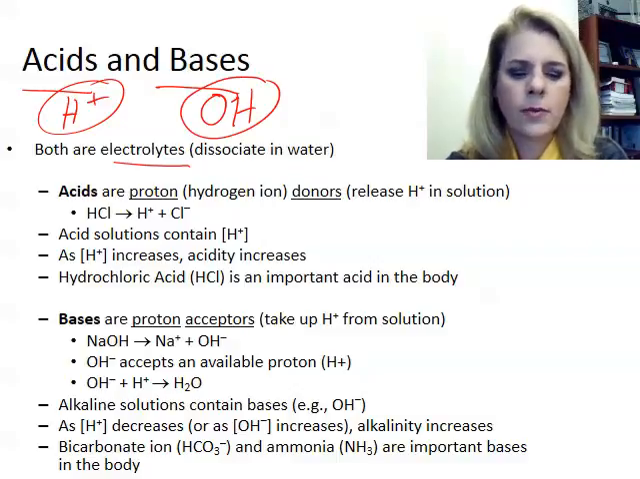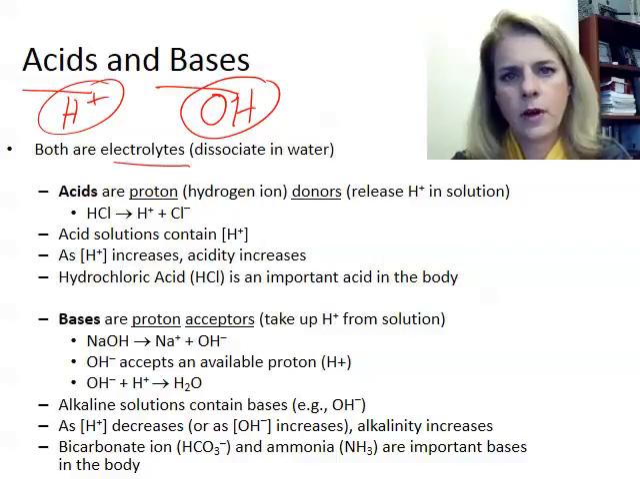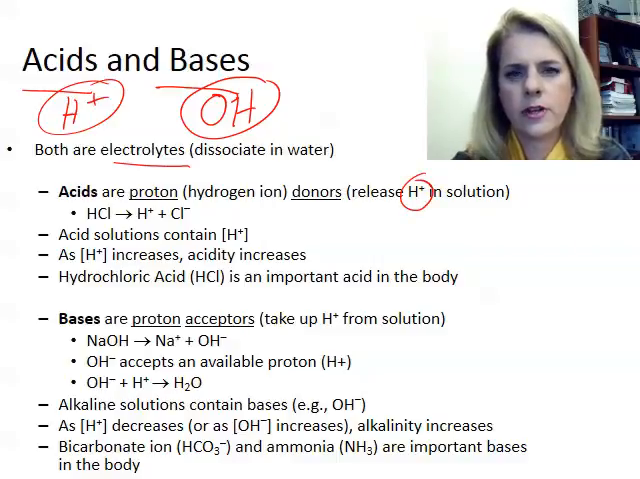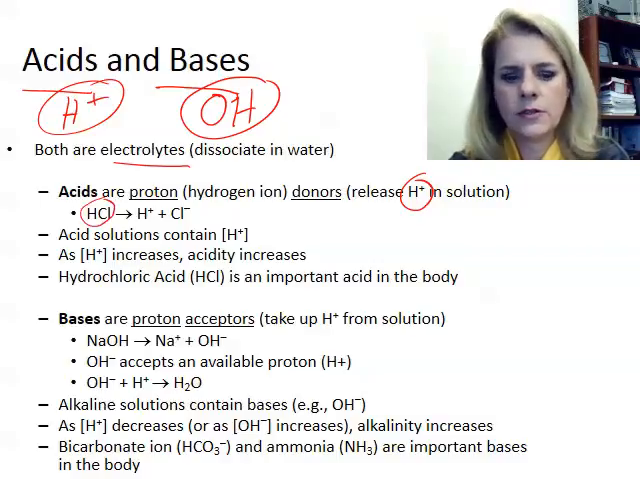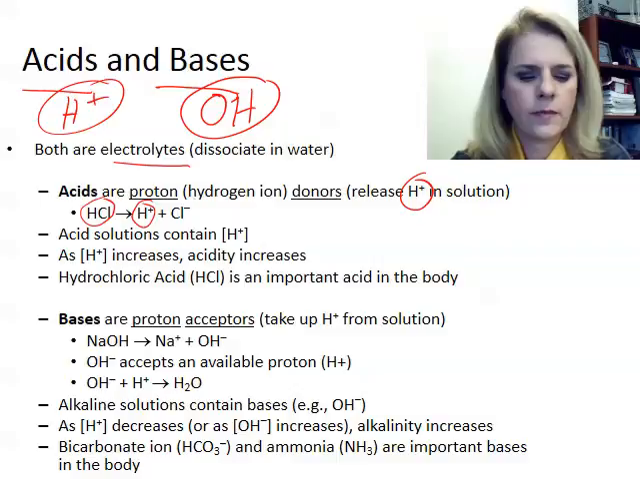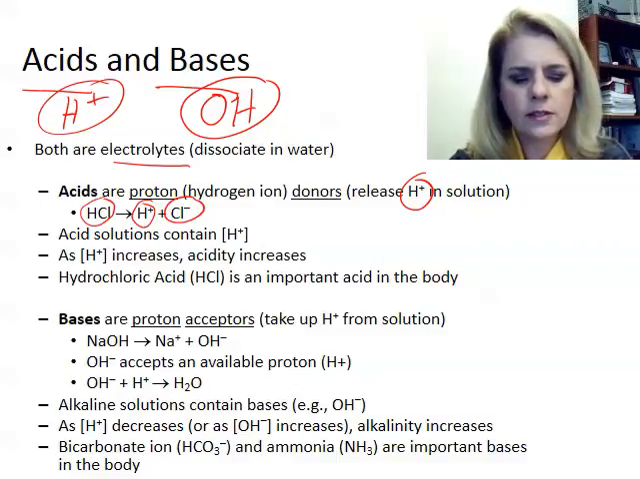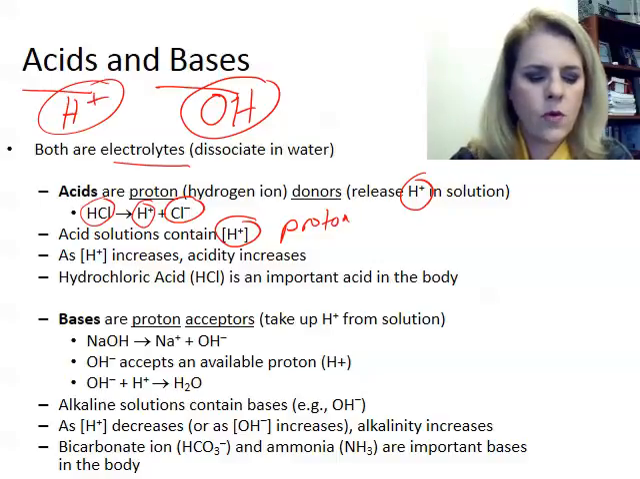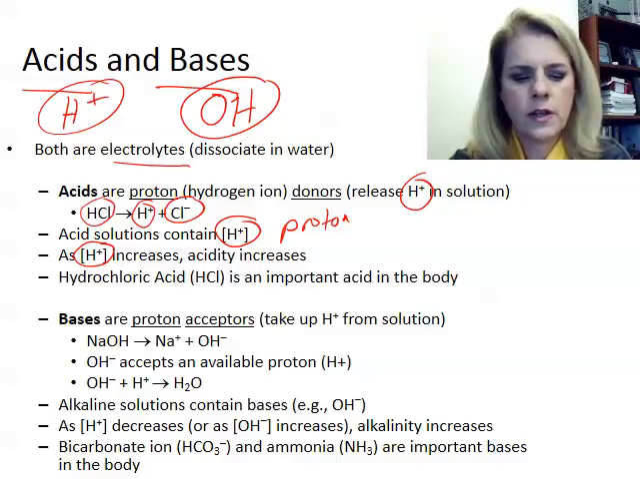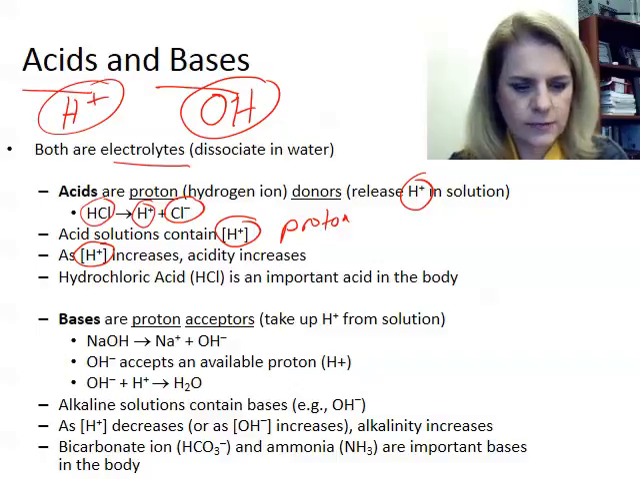So acids are proton donors. That means when an acid breaks apart in water, it's going to release that hydrogen ion into the water. So this would be hydrochloric acid, and when it dissociates, you get a hydrogen ion and a chloride ion. And so acid solutions will contain lots of these hydrogens, and we call these hydrogens protons. That's just another way of talking about hydrogens. The more hydrogens you have in a solution, the more acidic it becomes. So the more hydrogen, the more acid it is.